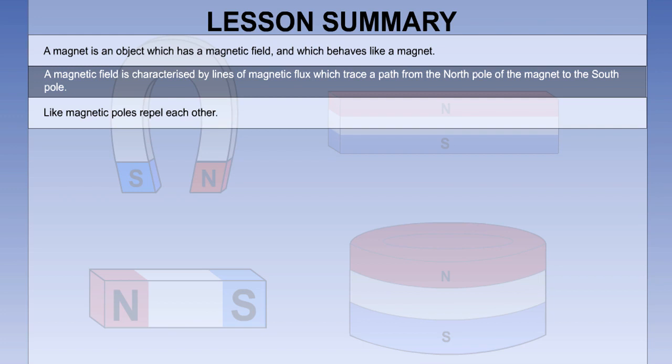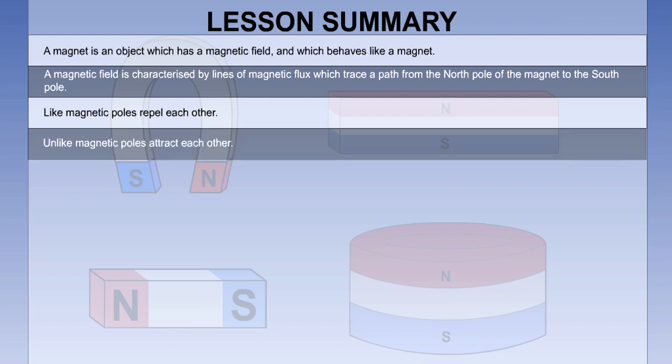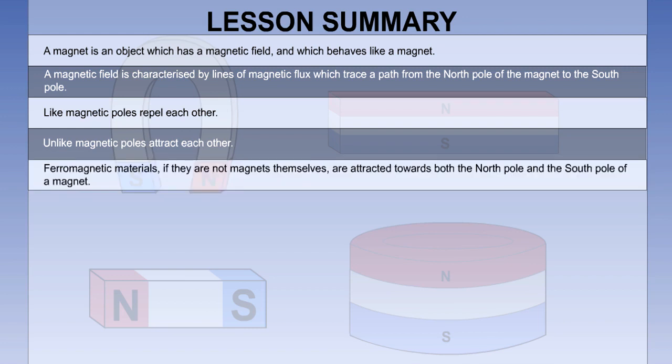Like magnetic poles repel each other. Unlike magnetic poles attract each other. For example, the north pole on one magnet will attract the south poles of any other magnets that are brought close to it. Ferromagnetic materials, if they are not magnets themselves, are attracted towards both the north pole and the south pole of a magnet.